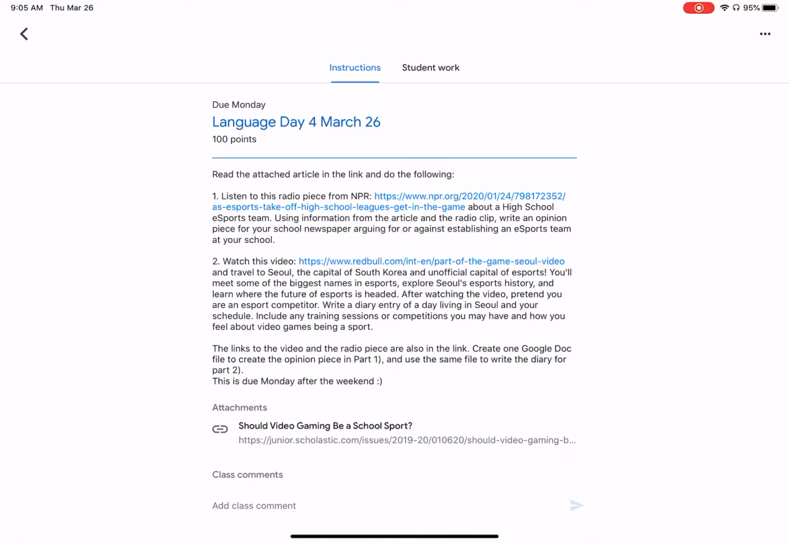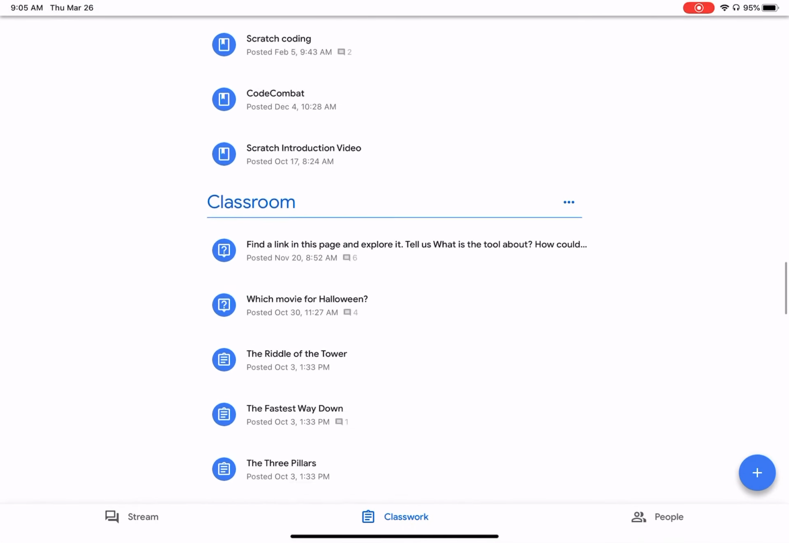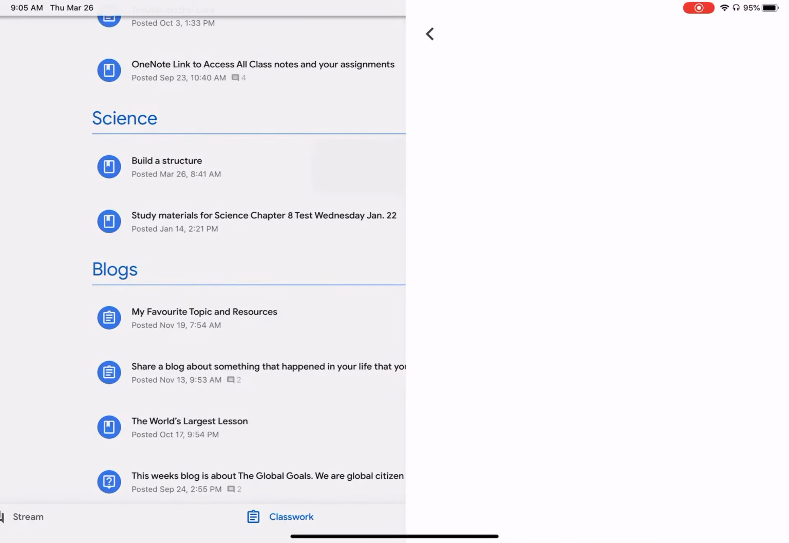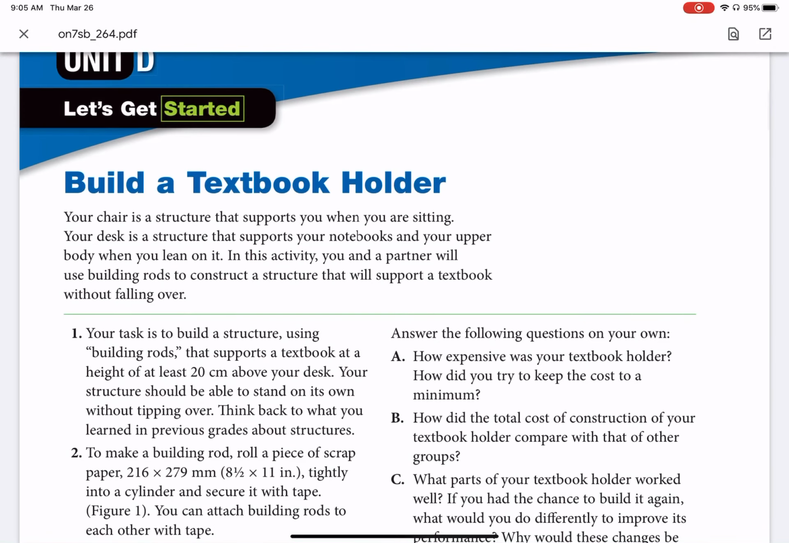Okay. So last but not least, your science work. So I posted here, you're building a structure. So today's science work is really an activity. And you're going to look at the instructions right here.